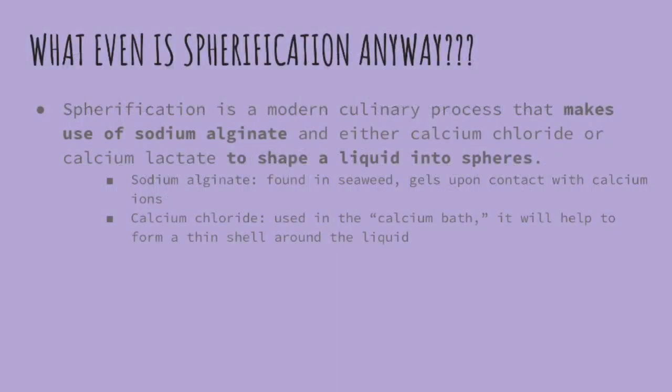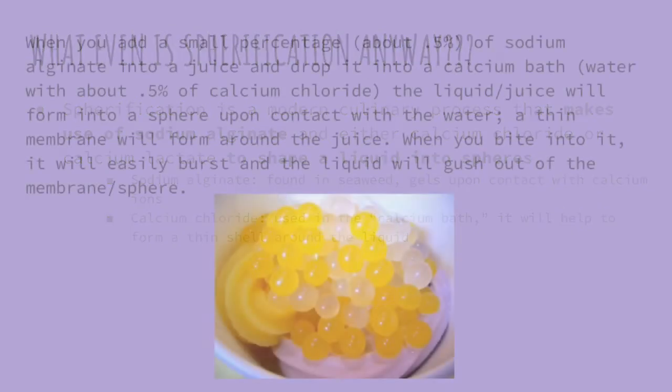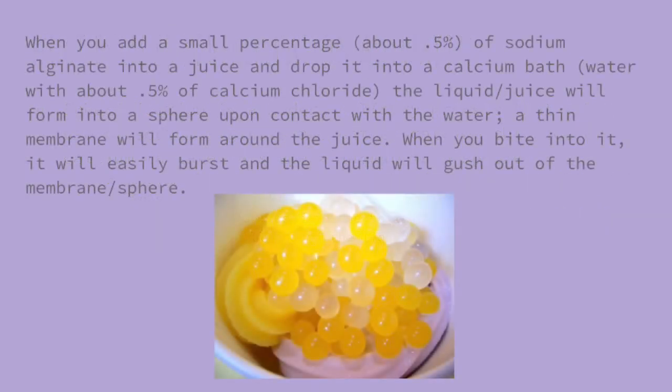So, spherification is a newer type of culinary process, and it makes use of sodium alginate and some type of calcium solution. It's usually calcium chloride, and it basically forms a liquid into spheres. The most basic process is you add a small percentage of sodium alginate into a juice, then take a bowl of water and add a small percentage of calcium chloride into the water, and you drop the juice into the water, and it forms a thin membrane around the juice, so it looks like a sphere.